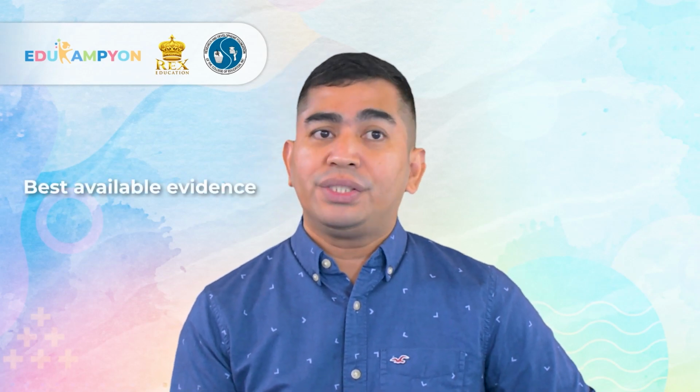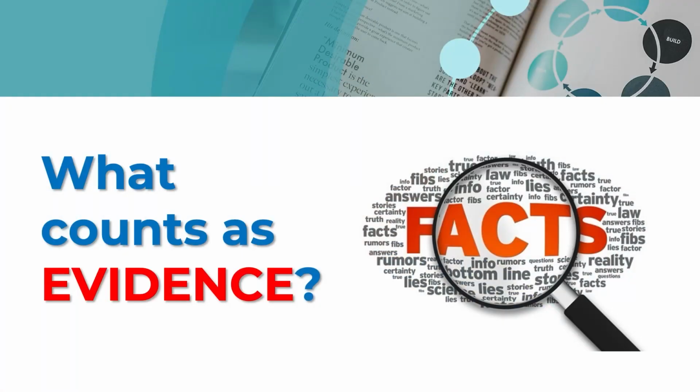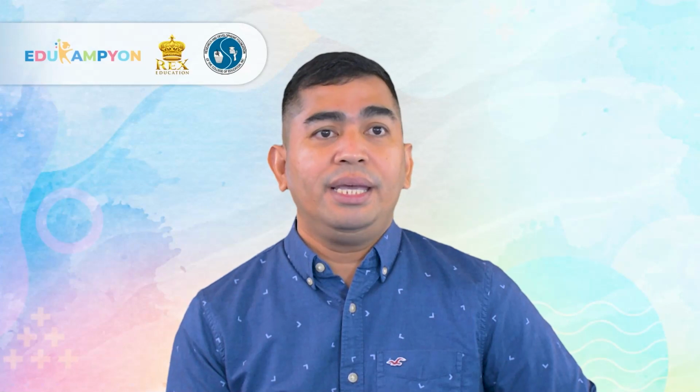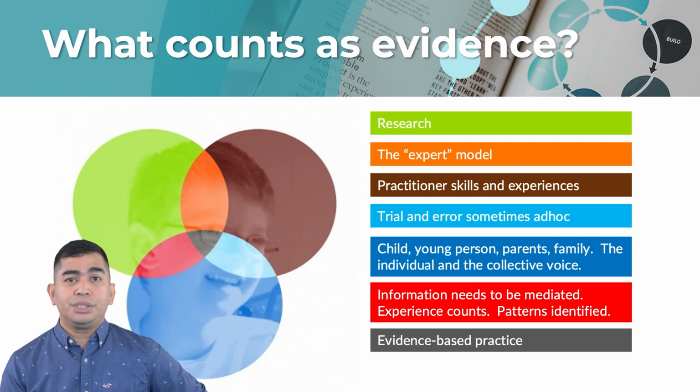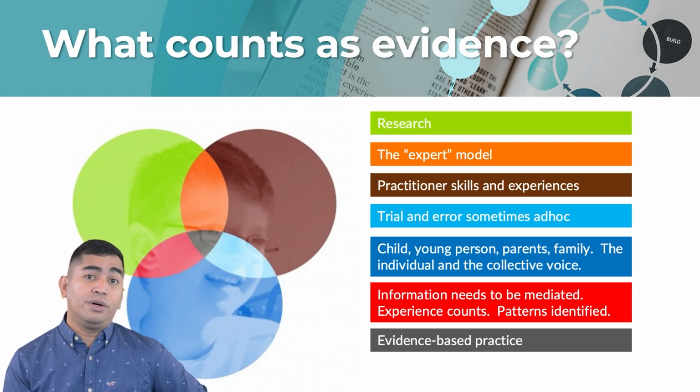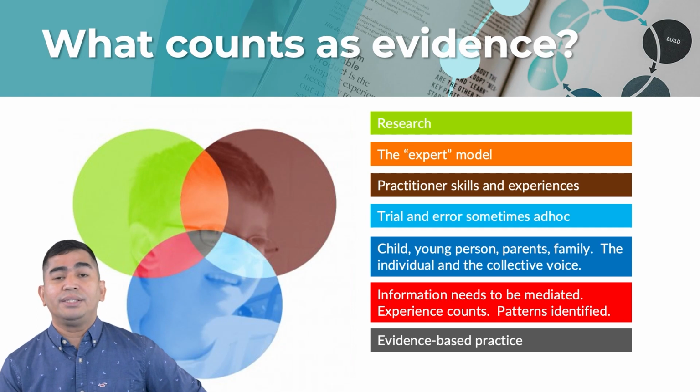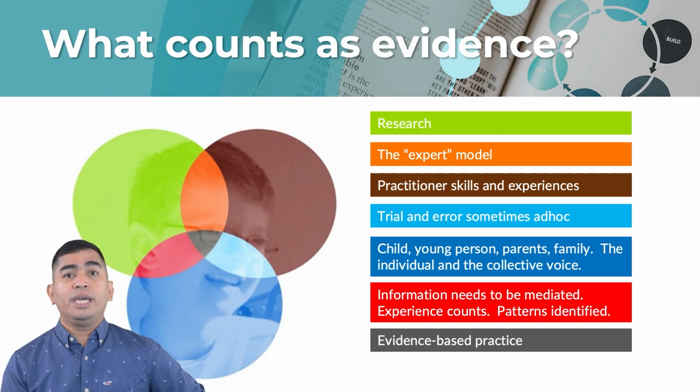Now, let's go to the second concept, which is about best available evidence. The question to answer is, what counts as evidence? Here, you can see that there is a fusion of evidence-based practice. First, you start with research, or commonly known as research-informed practice. From there, you can combine it with the expert models.